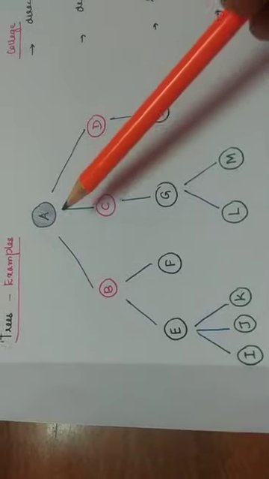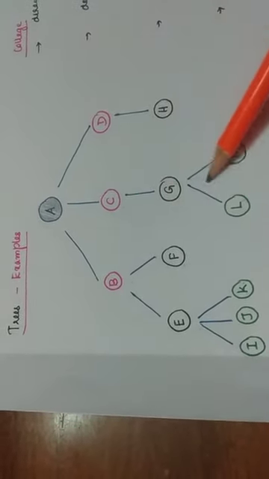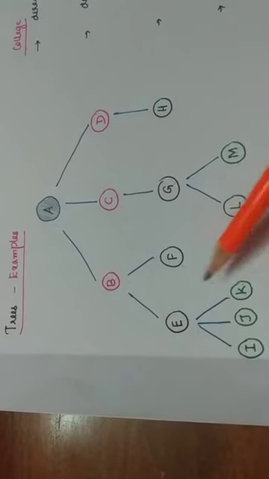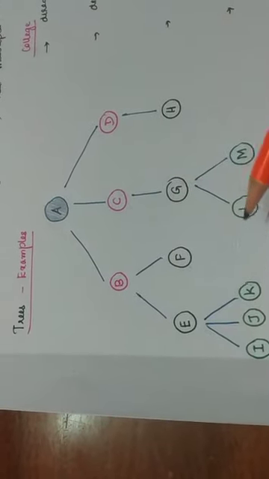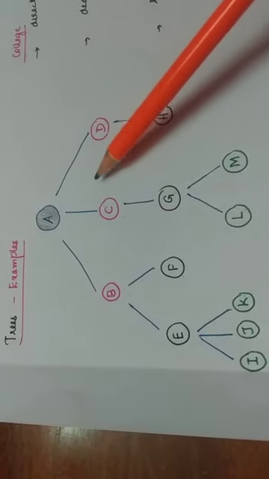So for A it is 3, for E it is 3, for B it is 2, C it is 1, G it is 2 and D it is 1. So what is the maximum degree? E has 3 and A has 3. So the maximum degree among all the nodes is 3. So the degree of this particular tree is 3.